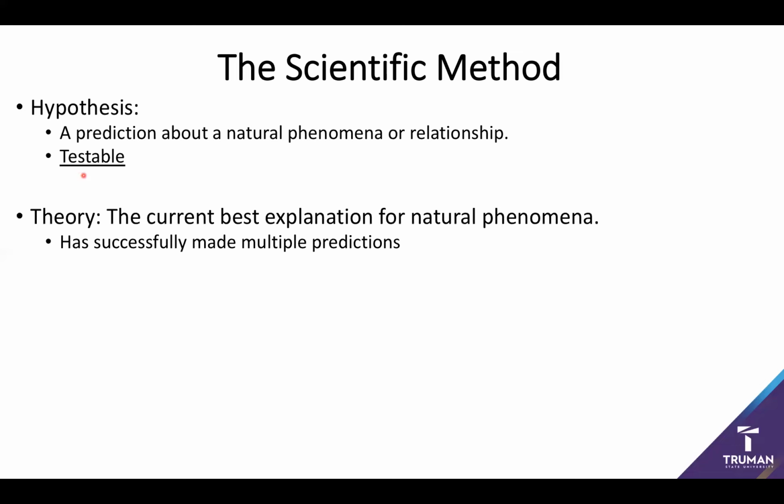So, if we have a hypothesis that has stood up to multiple tests, then it reaches those elevated heights of being called a theory, which is the current best explanation for a natural phenomenon. And in order to become a theory, it has to have made many successful predictions. And this is actually one of those important features. It can't just be that it describes the existing world very well. It actually had to predict phenomena.